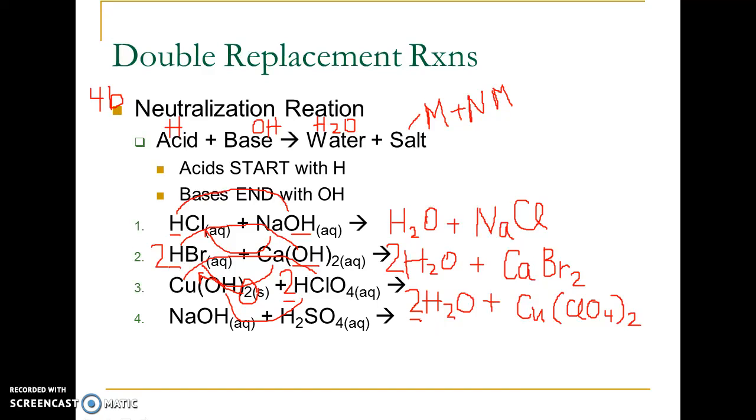Okay? I want you to try to do number 4 on your own. We have sodium hydroxide plus sulfuric acid. We are going to cover the next double replacement reaction, where you have to form a precipitate, in the next video.